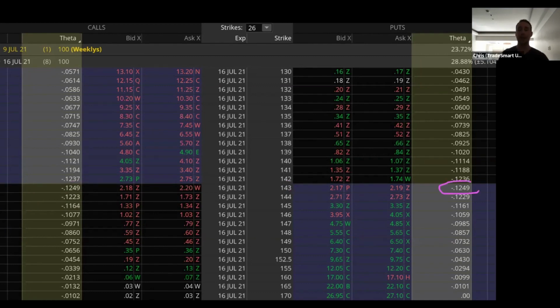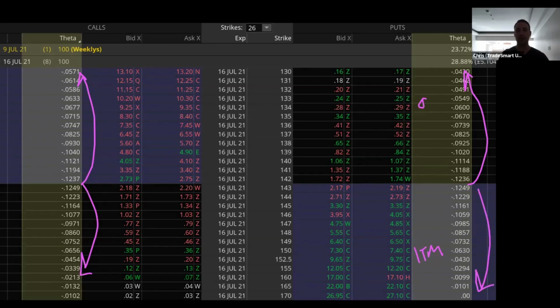Same thing on the put side here. Again, notice that it's still negative and the amount is basically exactly the same. And this is going to be true as we go in the money, we get closer to 0 on both calls and puts. And as we go out of the money, we get closer to 0 on both calls and puts. On puts, though, remember, this is in the money and this is out of the money.